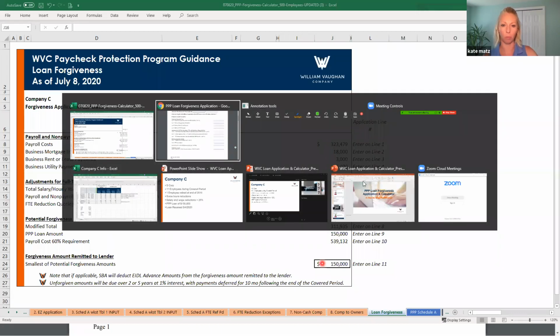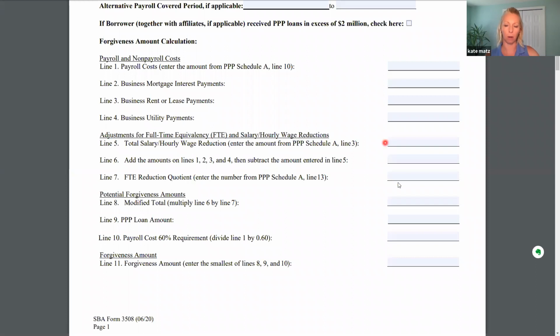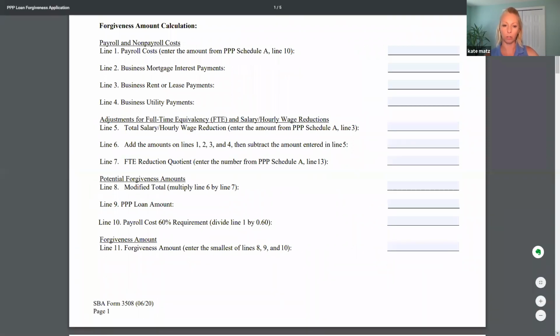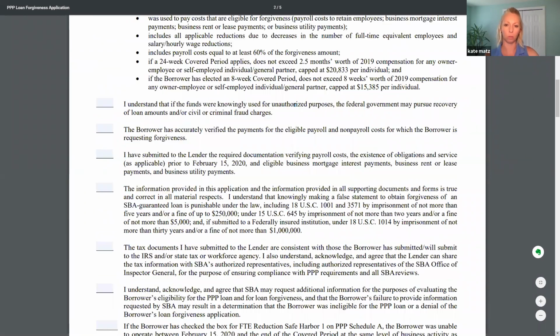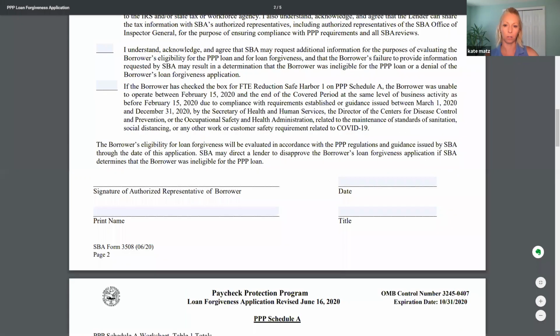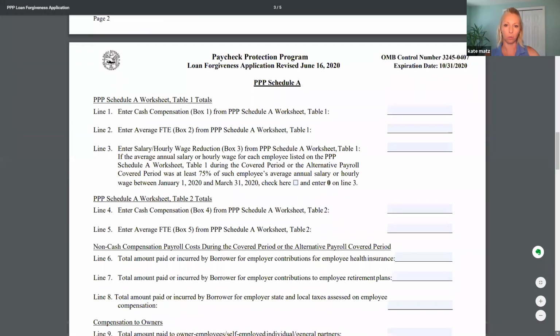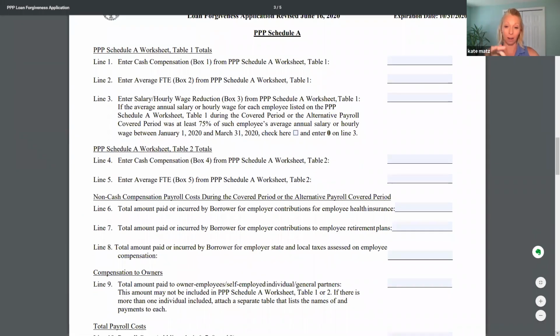So again, back over to the application, those just go down line by line and you put each one of those in there. As we move on to page 2, we'll skip on over again. That's our certifications. So Schedule A, we go that next layer deep into the numbers.